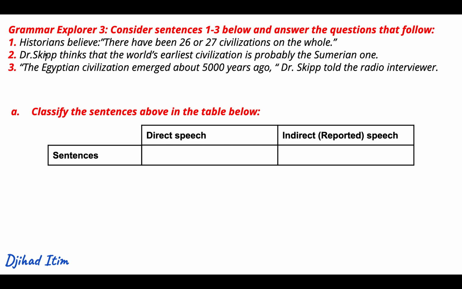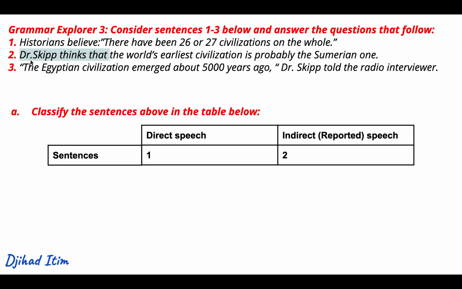So, we'll start with the first one. Historians believe there have been 26 or 27 civilizations on the whole, and there are inverted commas, okay? So, it is direct speech, alright? Second one. Dr. Skip thinks that the world's earliest civilization is probably the Sumerian one. It is indirect speech. Why is it indirect speech? Well, this highlighted part is called the reporting sentence, okay? There are no inverted commas in the second sentence.